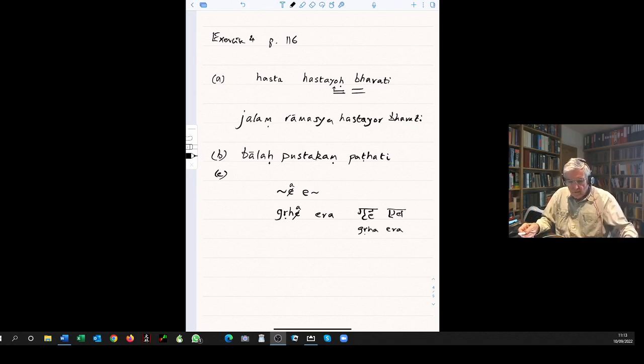Sentence D. The boys obtain the fruits from the forest. So the boys, balah, from the forest. Vana is the forest, so vanat.